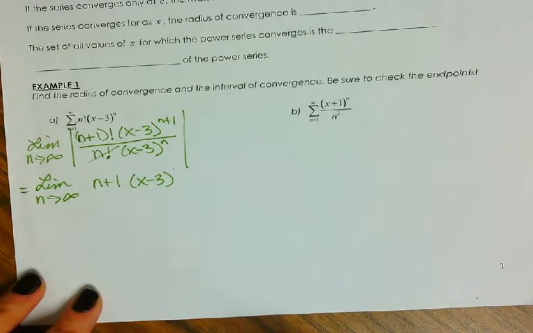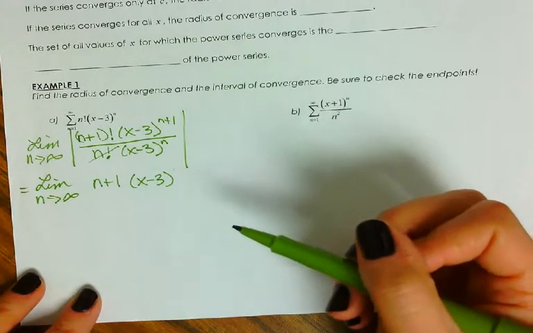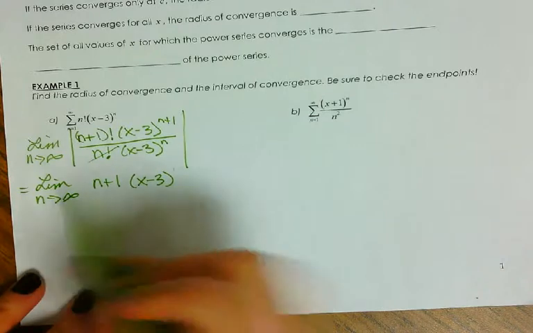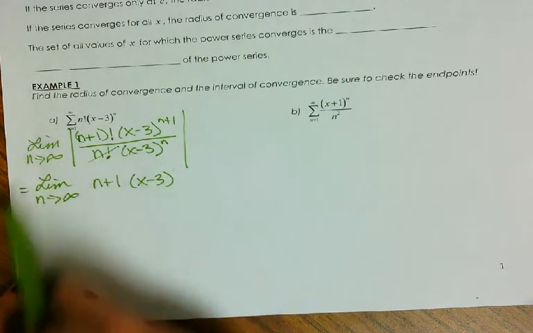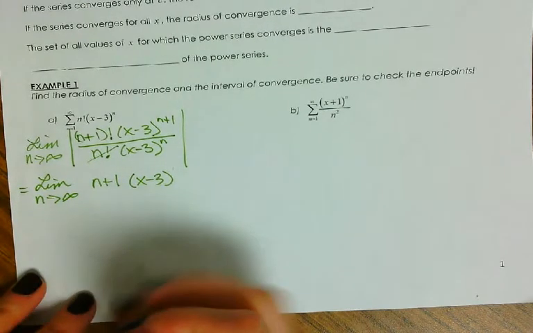Okay, so now since n is what we're approaching, this part is a constant, meaning when I go to plug in infinity, that's not going to affect this part. So I'm actually going to rewrite this and pop it out front. So I'm just going to rewrite it.